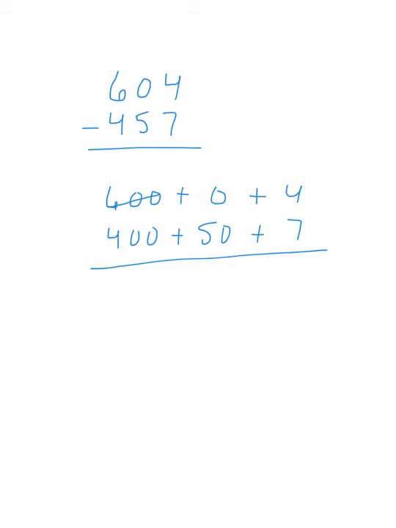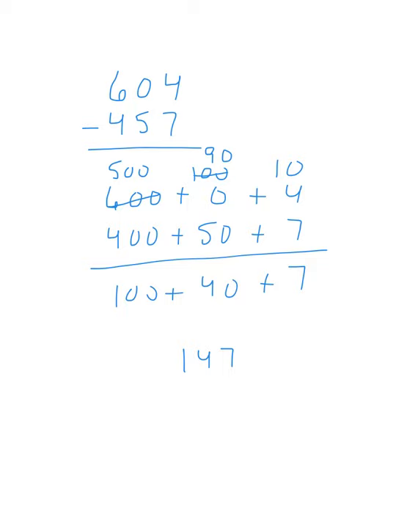So if I borrow from the 100, I have 500 left. But remember, I borrowed to move the 100 over to here. Now that means that I have 10 tens, which is 100. So if I borrow 10 from this, wouldn't I have 90 left? So now 14 minus 7 is 7. Now I have 90 minus 50 is 40. 500 minus 400 is 100. So we know my answer is 147.